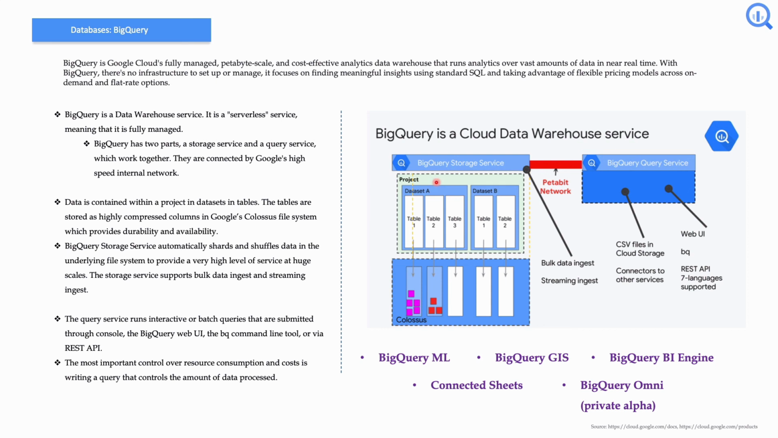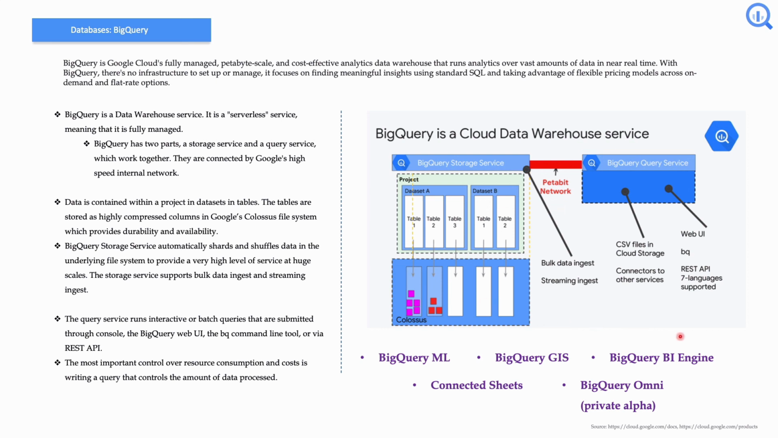compressed. On the BigQuery query service, it gives you different ways to query data through web UI, BQ, REST API calls, and it also has connectors to a lot of other services. The most important thing is that these two services are connected through a petabit network, which is the same network that Google uses for most of its world famous services.